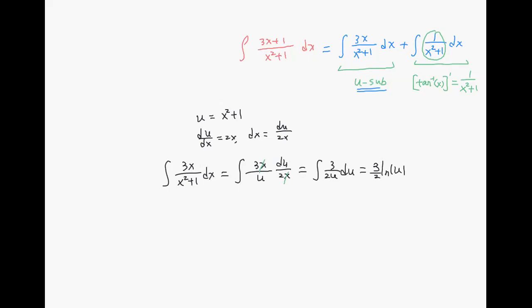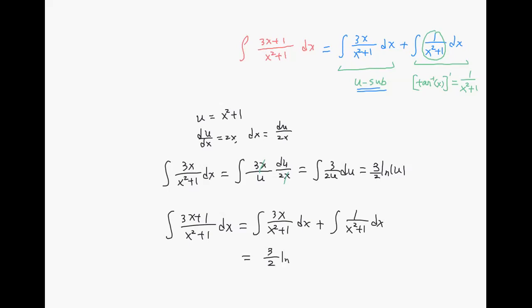Okay, now a quick summary. The original problem is this one. We need to separate this into two terms, so we will have the flexibility to apply a different technique for each term. Now for the first term we apply the u sub, and we got the answer 3/2 natural log of u, where u is x squared plus 1. So we can replace here. For the second term, the antiderivative is available immediately, tangent inverse of x. Finally, add a constant C.